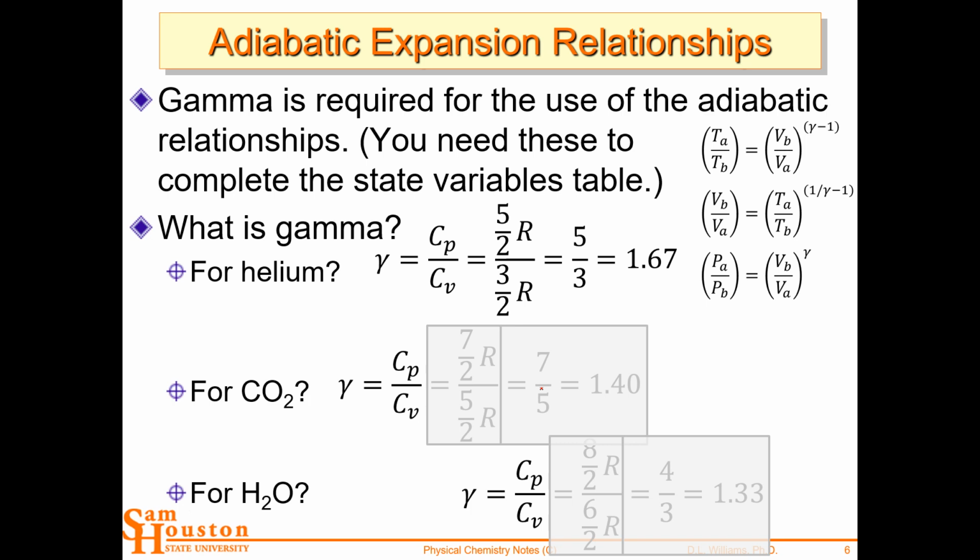I'll pause. Anybody get a little brain spark on the Cp? That's where it typically throws people. They see 5/2 and they think linear molecule, and helium's not linear, but that's Cp. It's Cv plus R. So it's 3/2 plus 2/2 gives you 5/2.